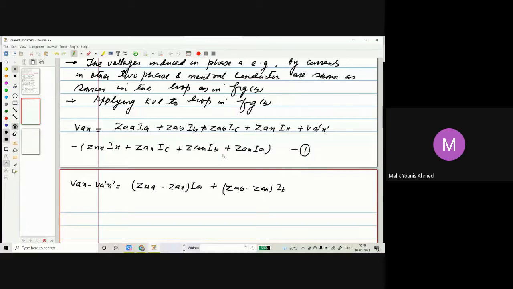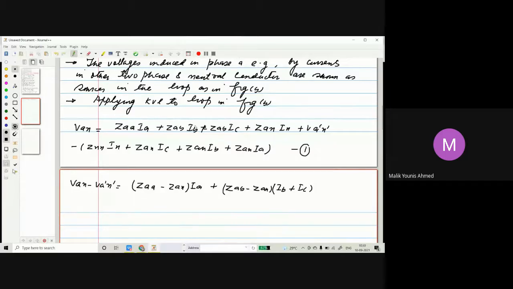Oh sorry, just a second, because we have more here. See, ZAB is here, IB, and ZAB is with IC also. So we have to write it. We can write what we can write here. We can write ZAB minus ZAN, that will be multiplied by IB plus IC. Multiplied by IB, because very clear. We will get one term as ZAB minus ZAN IB.